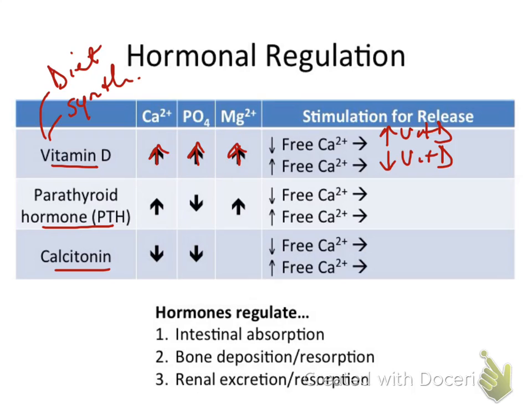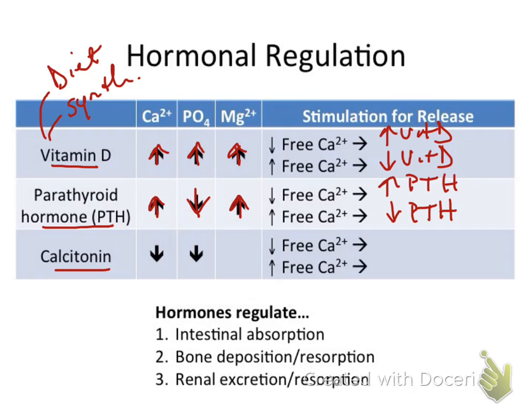Parathyroid hormone is released from the parathyroid gland chief cells. Increased levels of PTH cause an increase in the calcium and magnesium concentration, and it decreases the phosphorus concentration. PTH release is stimulated by low free calcium concentrations, and it is inhibited by high free calcium concentrations.